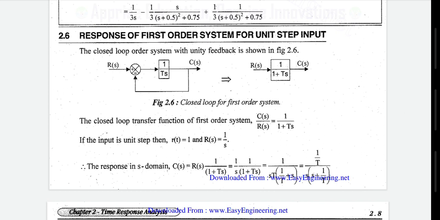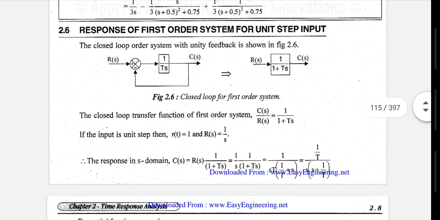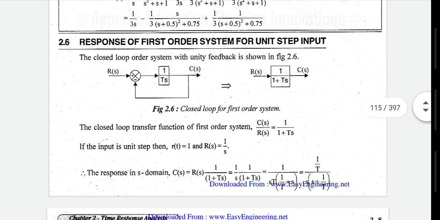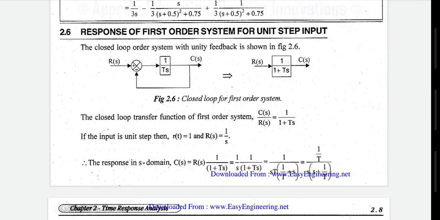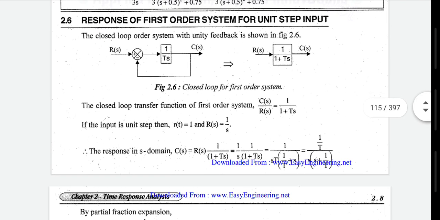Now see the response of a first order system for unit step input. What you have to find is the response of the given system when you have different inputs. The different inputs are step input, ramp input, parabolic input and impulse input. Based on the inputs the response is going to change. Now the heading here is response of first order system for the unit step input.